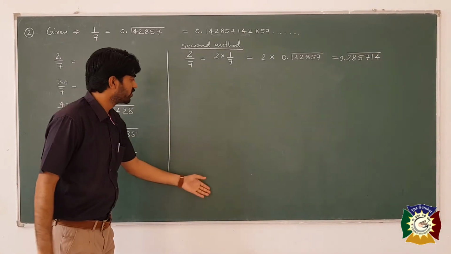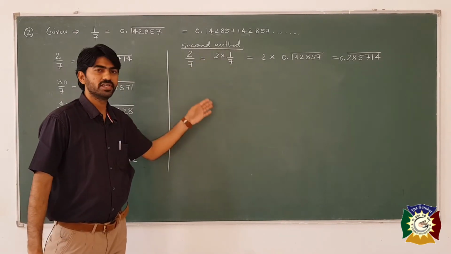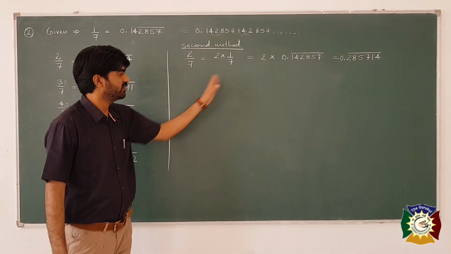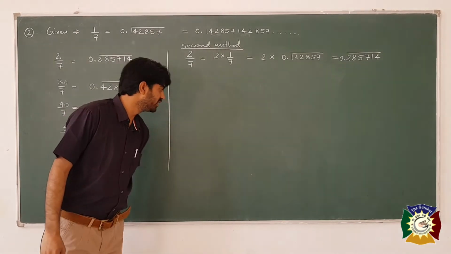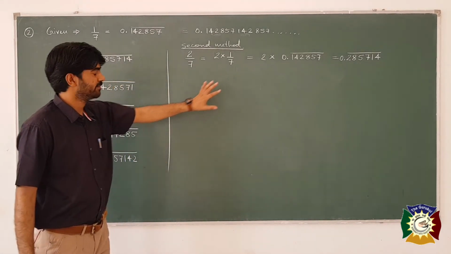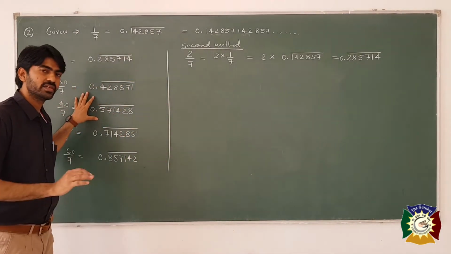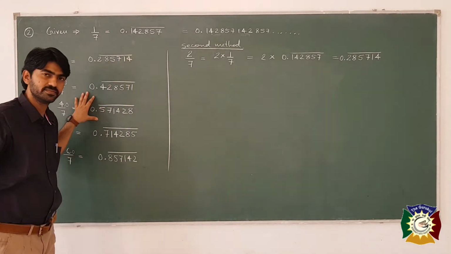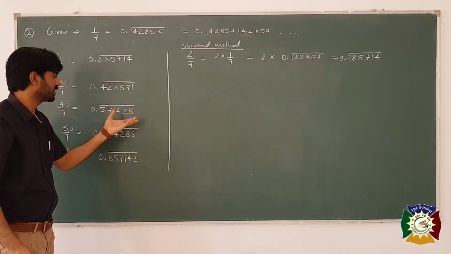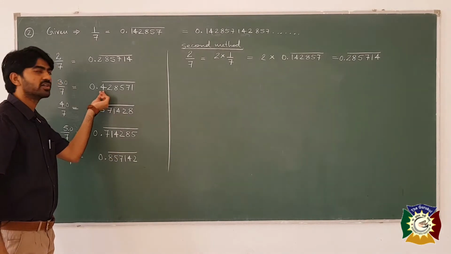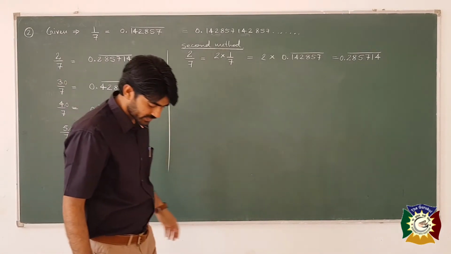So similarly you can go with 3 into 1 by 7, 4 into 1 by 7, 5 into 1 by 7. Likewise you can find. This would be the second method. This is directly you can write if you understand the pattern. Just look at the pattern and then write. First digit only we have to check and then we can write it.